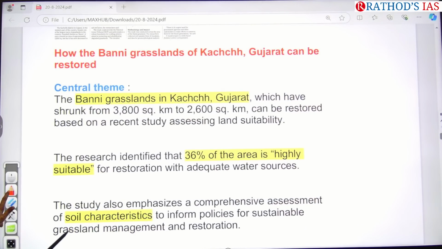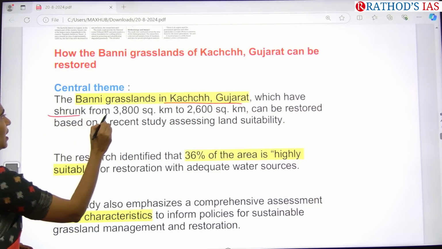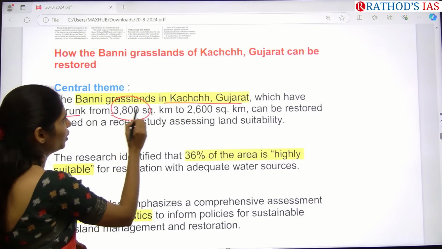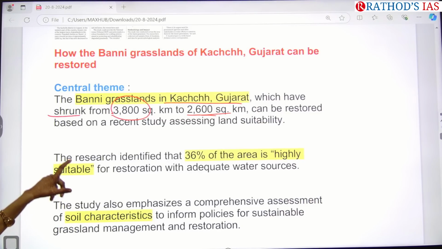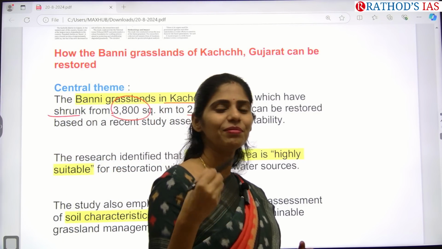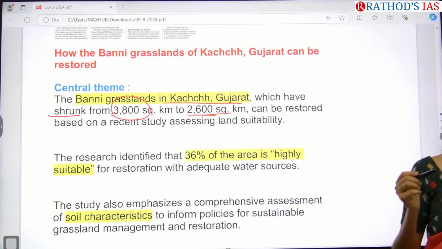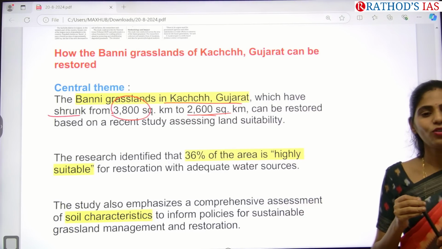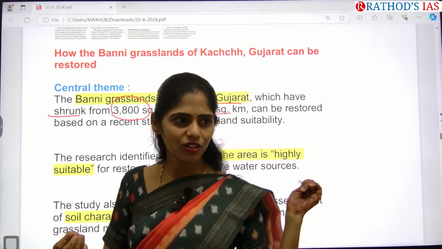So the Banni grasslands in Kutch of Gujarat have shrunk from 3,800 square kilometers to 2,600 square kilometers. That means the area of this grassland is reducing day by day. So tell me what might be the reasons that you think. What is the reason behind this? Something is there, no? Without something, this will not happen.